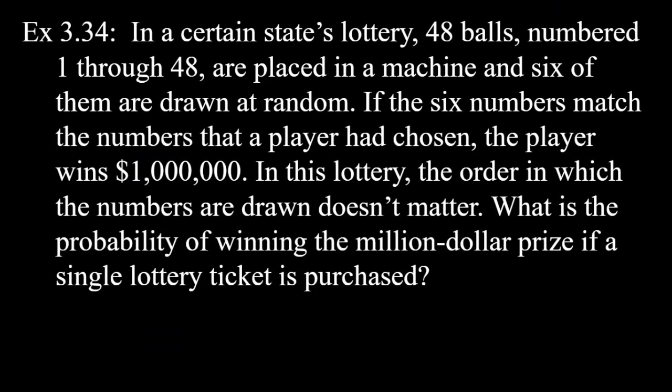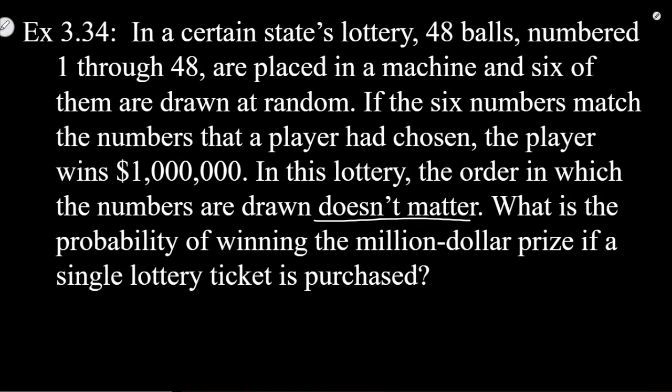Example 334. In a certain state's lottery, 48 balls numbered from 1 to 48 are placed in a machine and 6 of them are drawn at random. If the 6 numbers match the numbers that a player has chosen, the player wins $1 million. In this lottery, the order in which the numbers are drawn doesn't matter. So that is going to be a key thing for us. The order does not matter. What is the probability of winning the $1 million prize if a single lottery ticket is purchased?